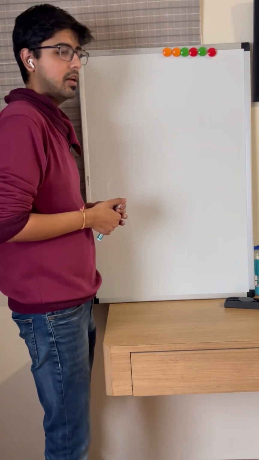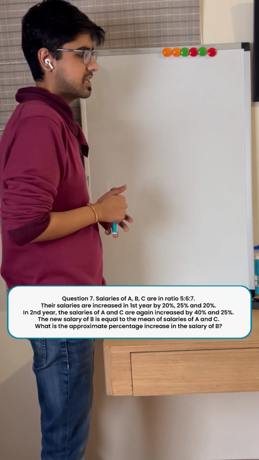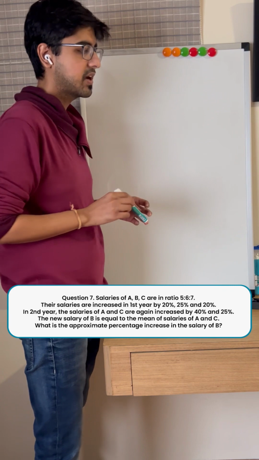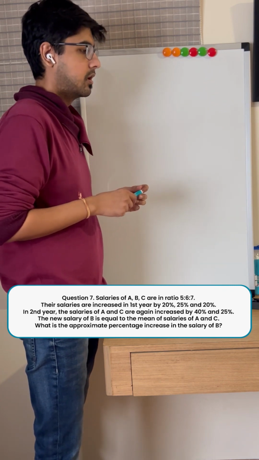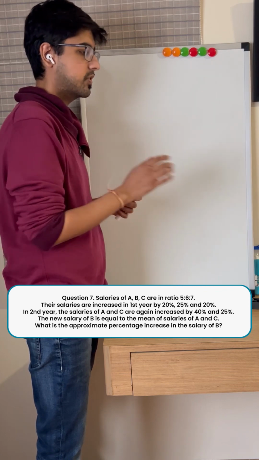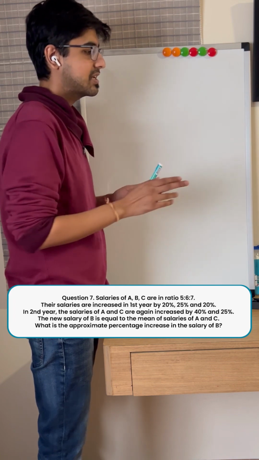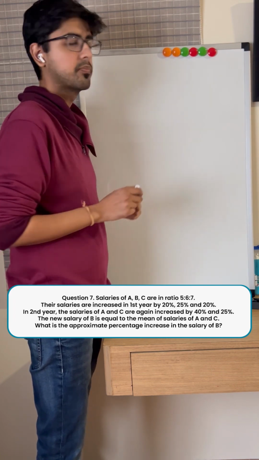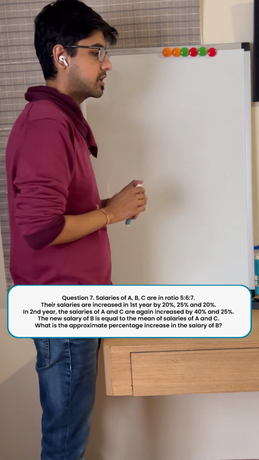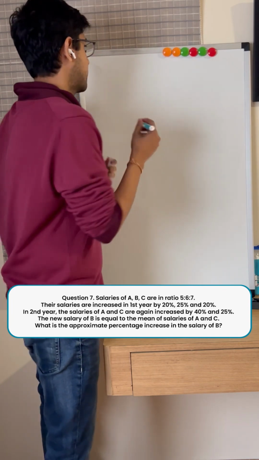Alright friends, let's look at question number 7. So the question number 7 reads as follows. Salaries of A, B and C are in the ratios 5:6:7. Their salaries are increased in the first year by 20%, 25% and 20% respectively. In the second year, the salaries of A and C are increased by 45% and 20%. The new salary of B is equal to the mean of salaries of A and C. What is the approximate percentage increase in the salary of B?